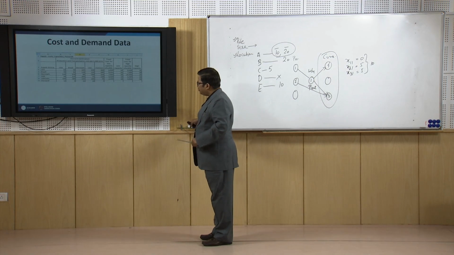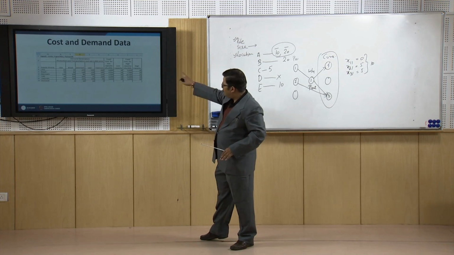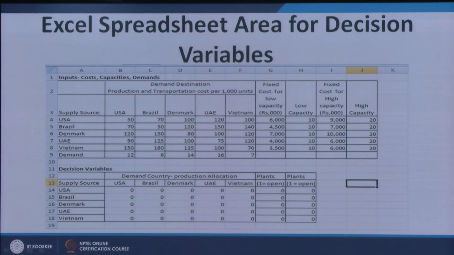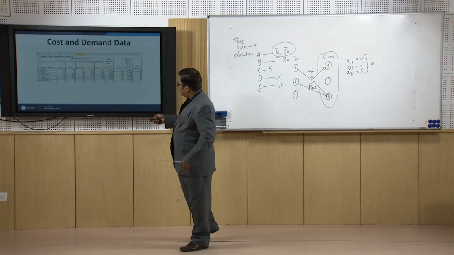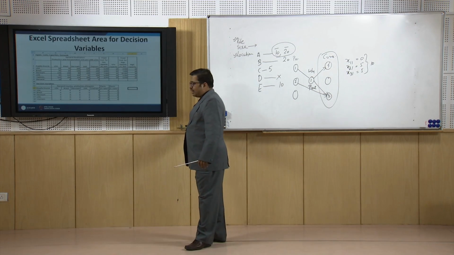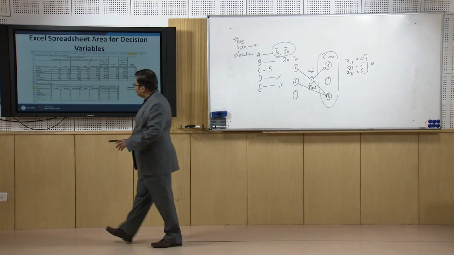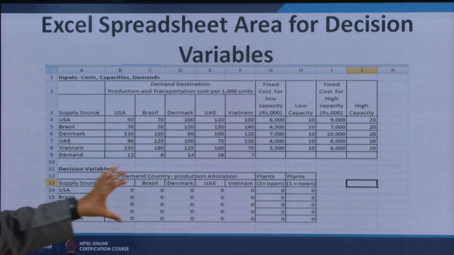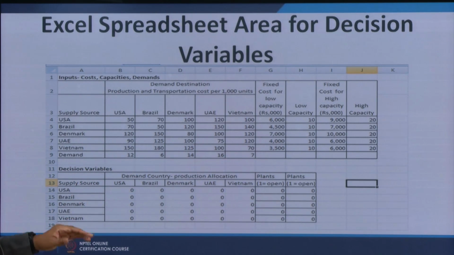So now let us see. I hope you have copied this data in your Excel sheets. Once we copy the same data in the Excel sheet, we make a decision variable table in the same spreadsheet. Just below the original data, we develop a decision variable table. You can also use the same format for making this decision variable table.